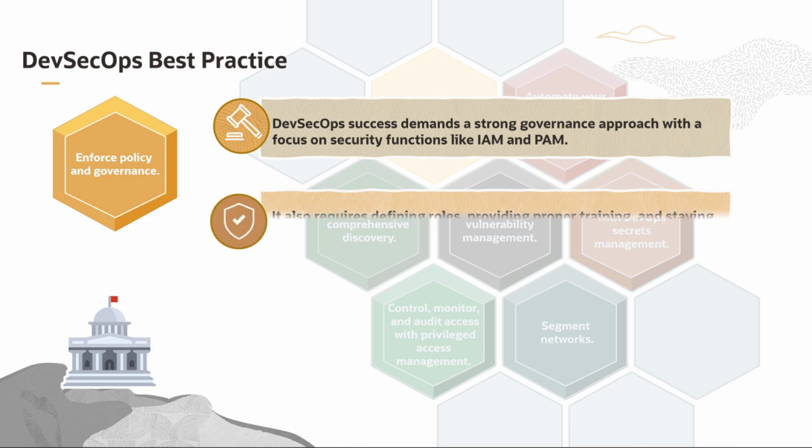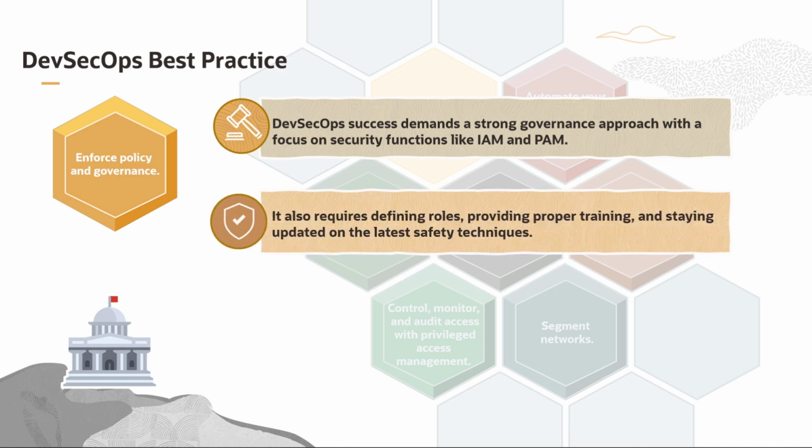To enforce policy and governance in DevSecOps, it is important to define roles and responsibilities for everyone involved in the development process, from developers to operations teams to security personnel. Training and education are crucial for effective implementation of security controls in DevSecOps. Staying updated with the latest safety techniques and best practices is equally essential to keep pace with the evolving threat landscapes.